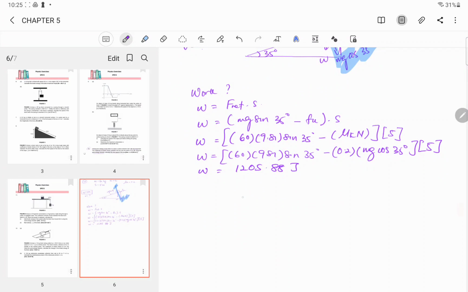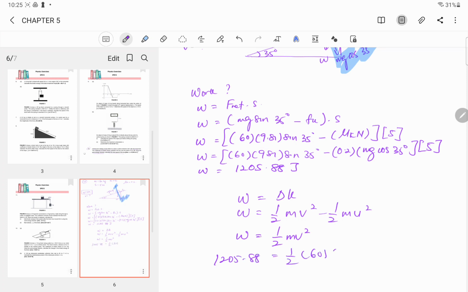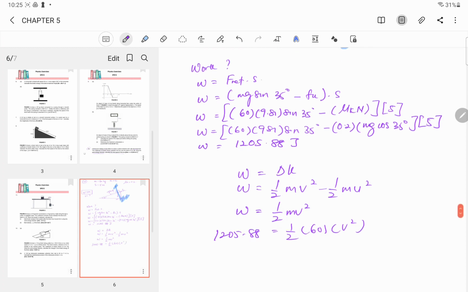We know using the work energy theorem, work done equal to delta K. Work done equal to half m v squared minus half m u squared. So with the work done and m equal to 60, v is 6.35 meters per second.